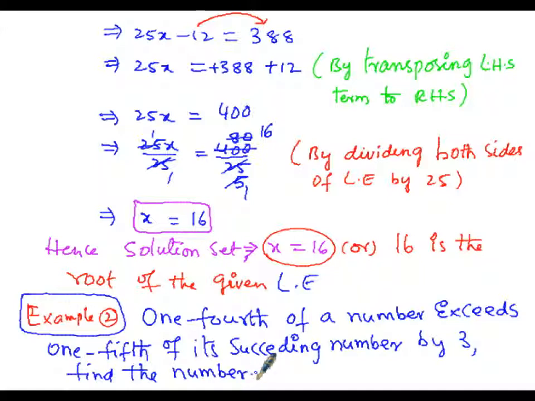So here 1/4 of a number, the number is unknown, we are going to assume it as x. So 1/4 of a number exceeds, it is more than, the 1/5 of its succeeding number by 3, then find the number. So here the solution starts.